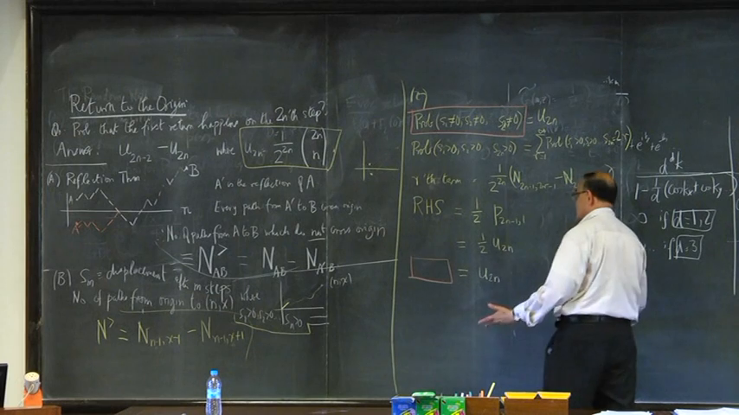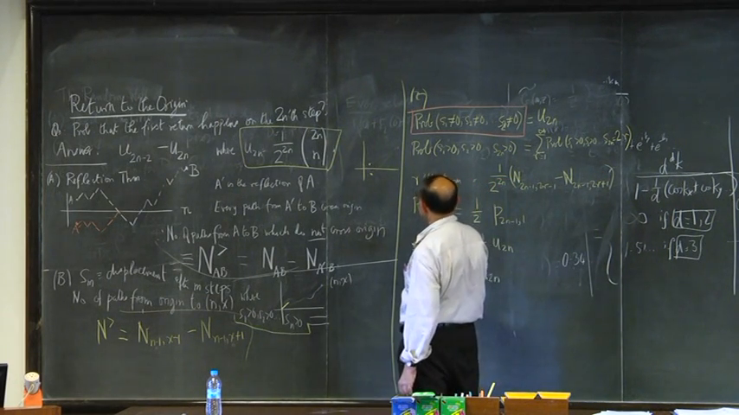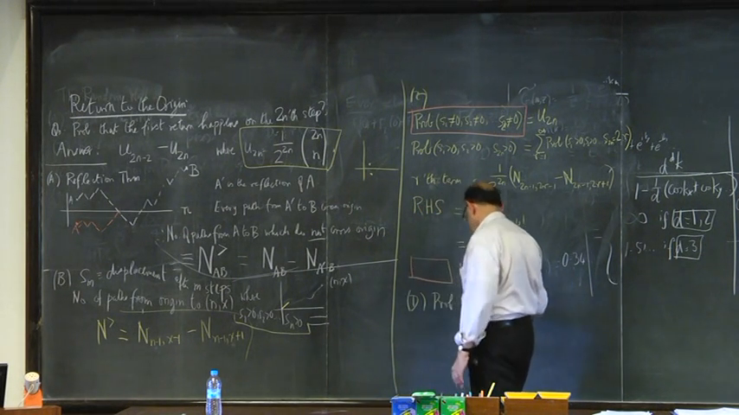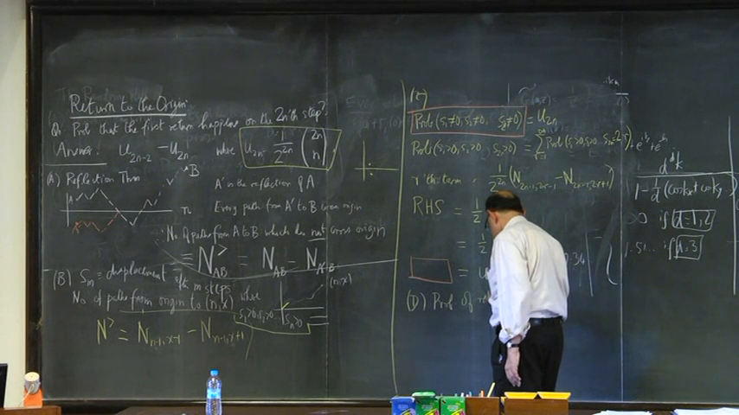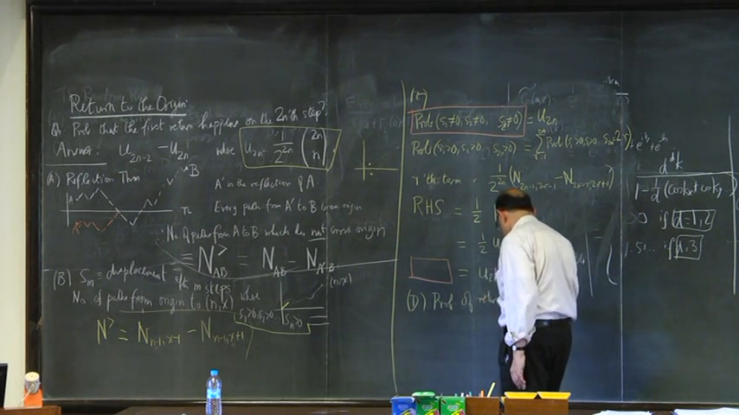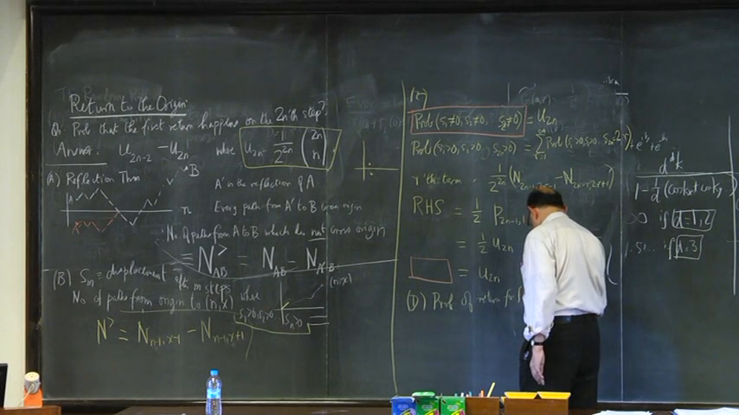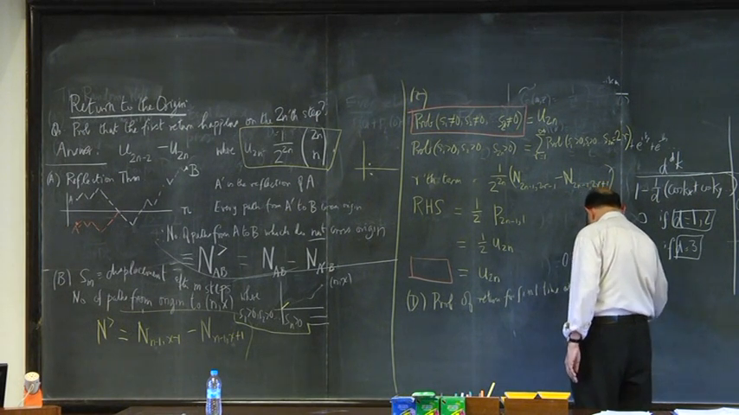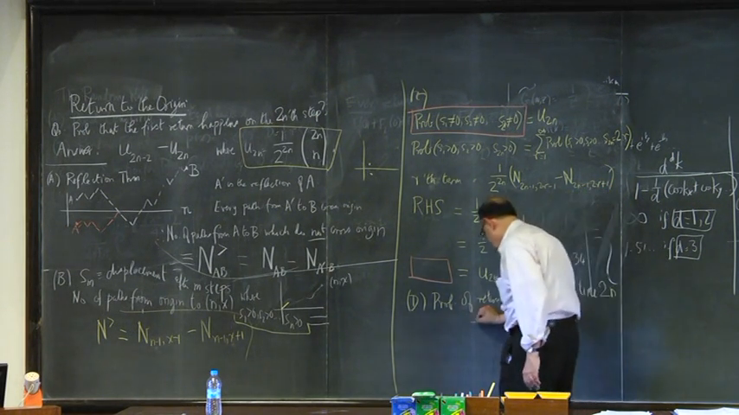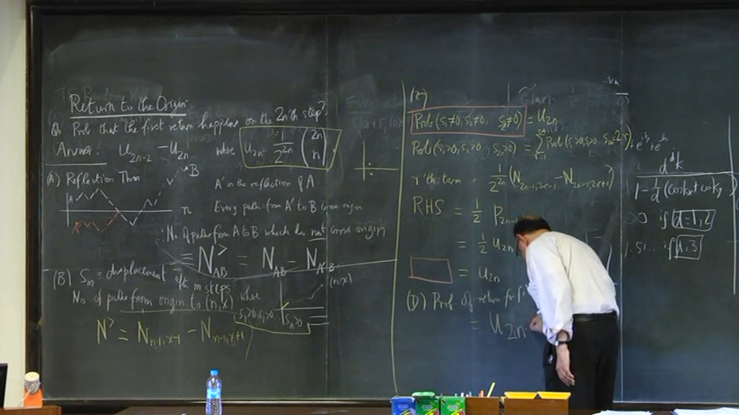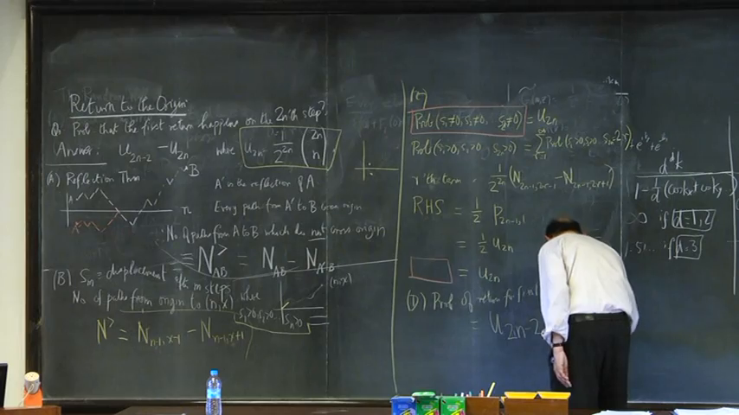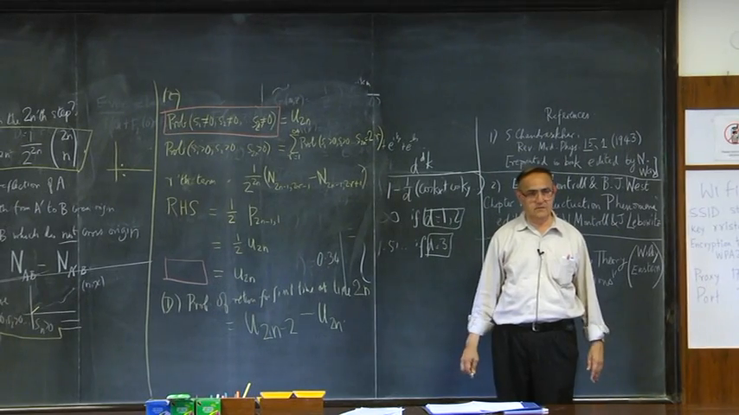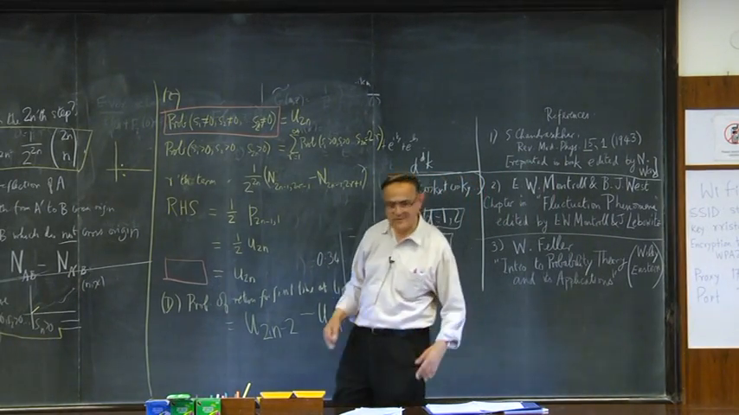So, shall we write that? Yes. D, probability of returning for first time at time 2n is u2n minus 2 minus u2n. It's a slightly devious argument, but it's correct. Yes, it's nothing devious. It's actually just fundamental.